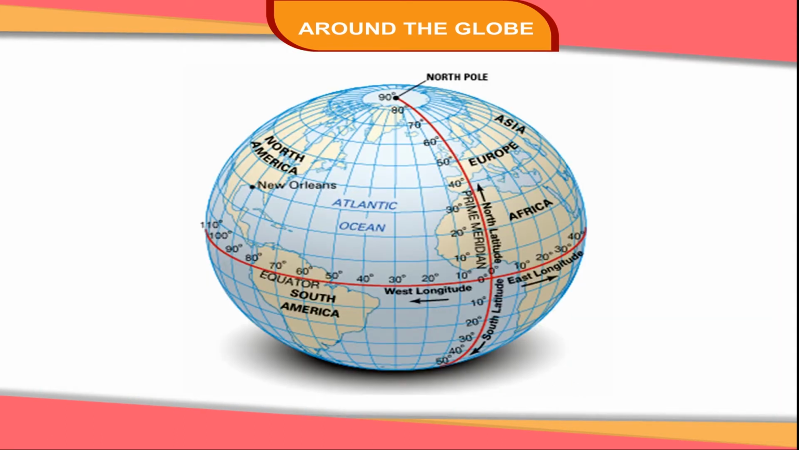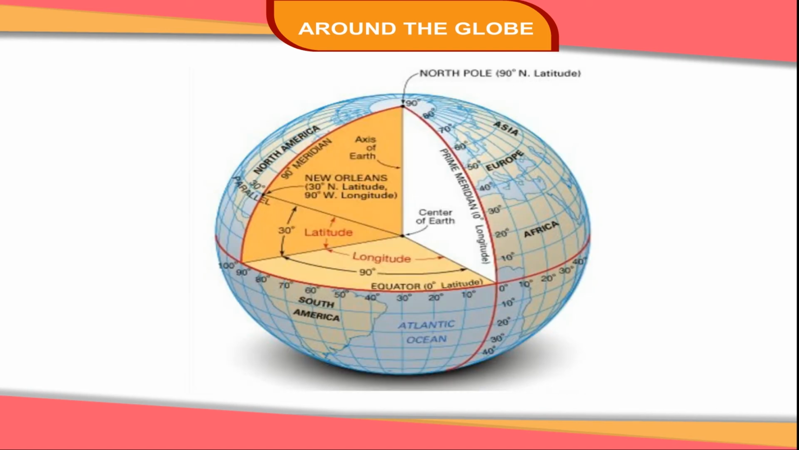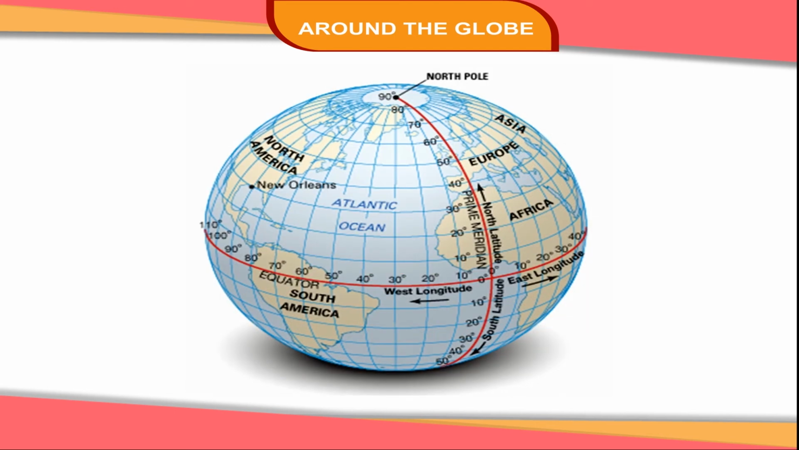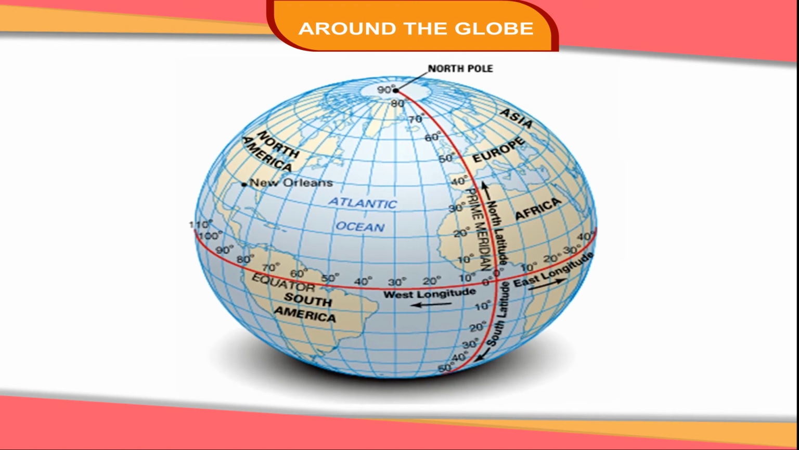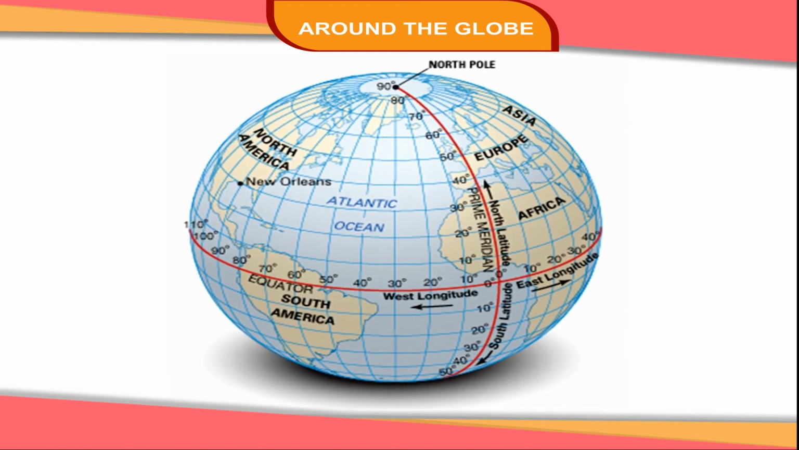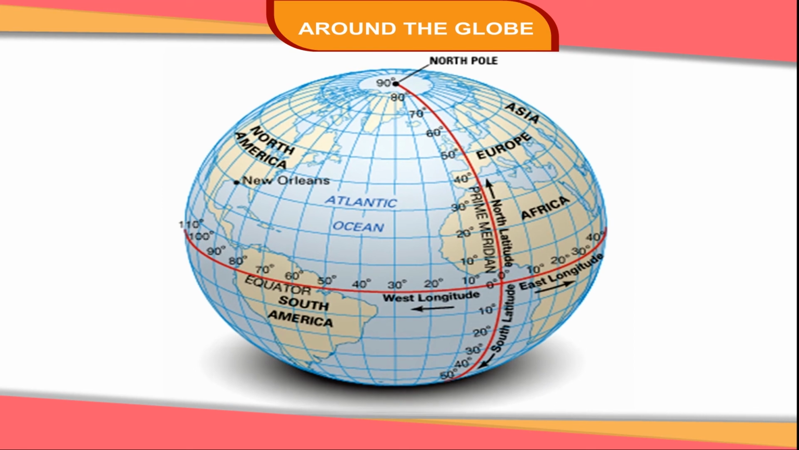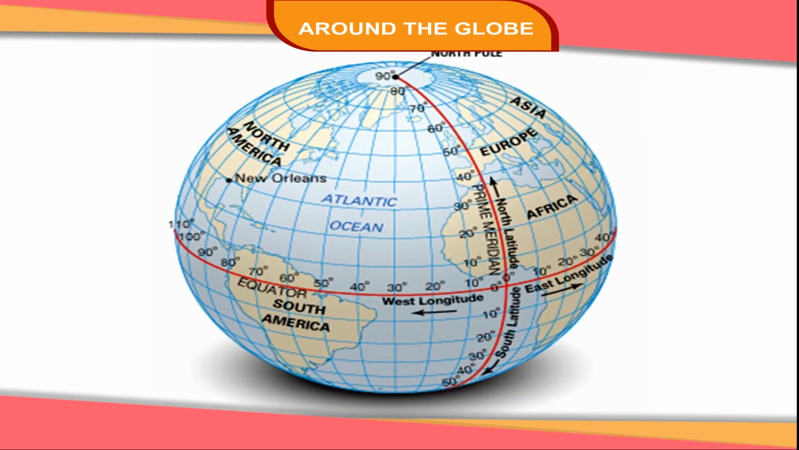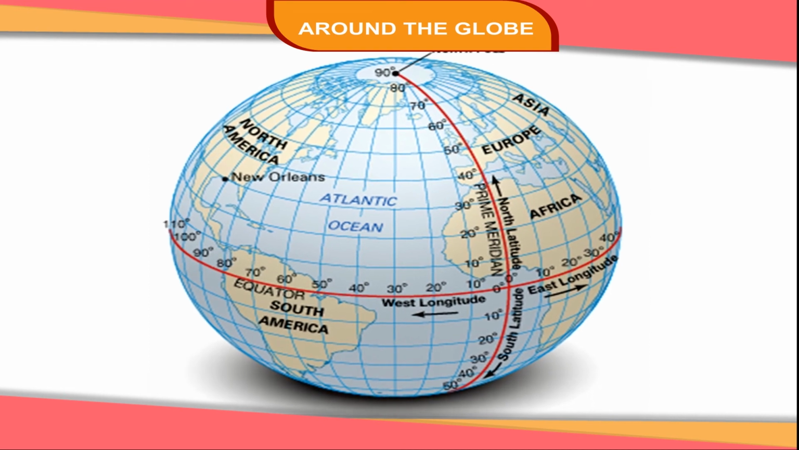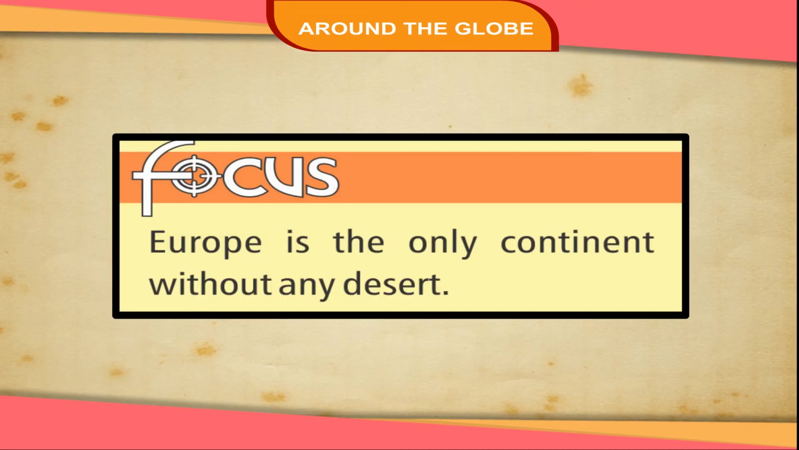Suppose a place lies at about 35 degrees north and 40 degrees east. How will we locate it? We have to see the crossing point of the parallel of 35 degrees north of the equator and the meridian of 40 degrees east of the prime meridian. This point will help us to locate the place. Focus. Europe is the only continent without any desert.